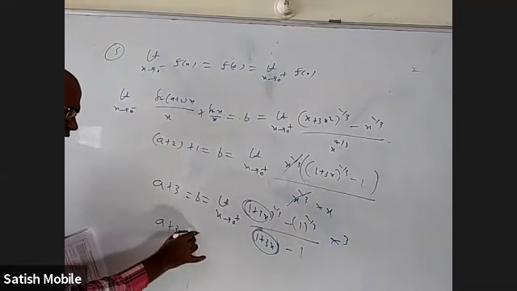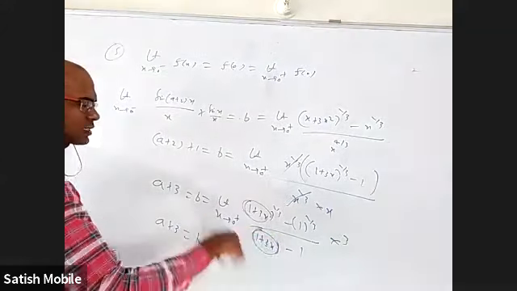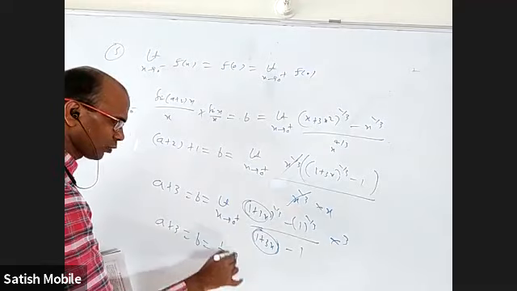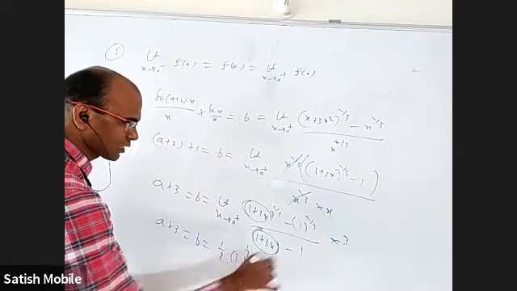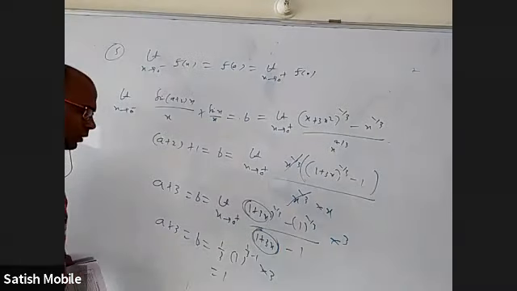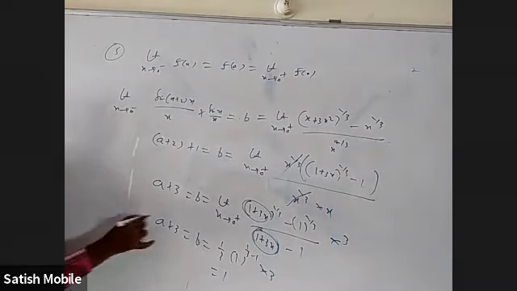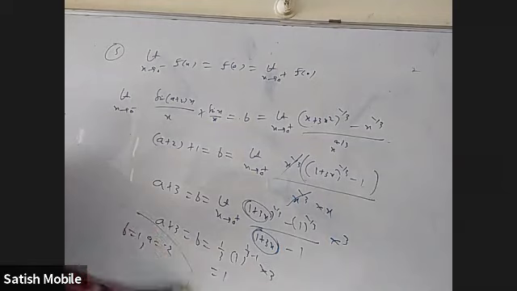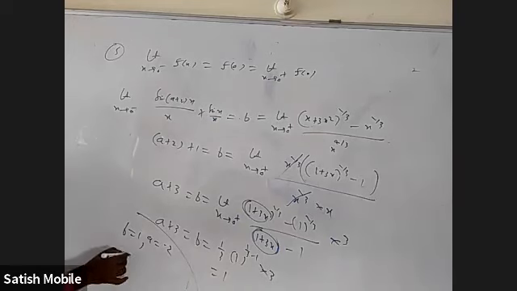So a plus 3 equal to b. This limit is 1 by 3 into 1 whole power 1 by 3 minus 1 into 3, which will be 1 only. So basically, you got b equal to 1, a equal to minus 2. They want a plus 2b, which is 0. A plus 2b is 0.